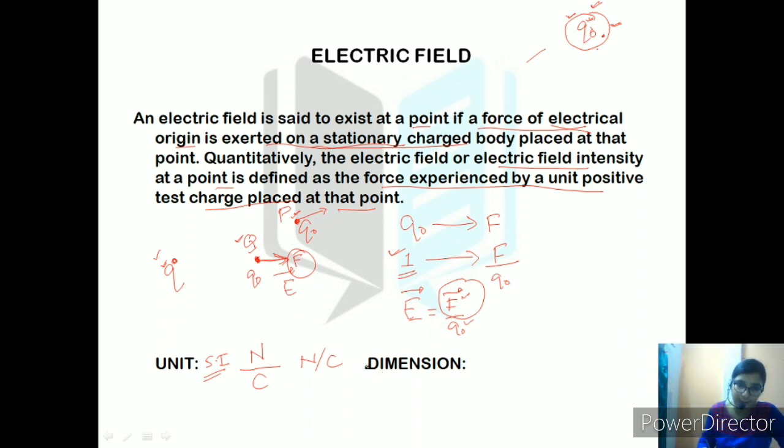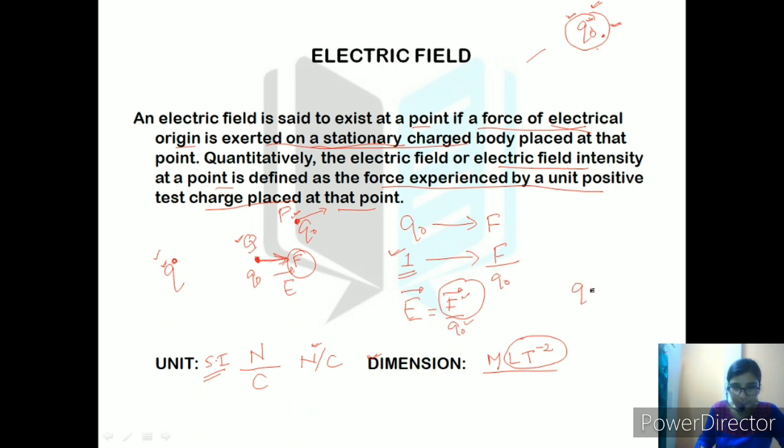And now what is the dimension? I think you all know already what the dimensional formula of Newton is. That is force. Force is mass into acceleration. The dimensional formula of acceleration is L by T square. I hope you all remember this. So it is M L T to the power minus 2. This is the dimension of force, divided by, now we have charge.